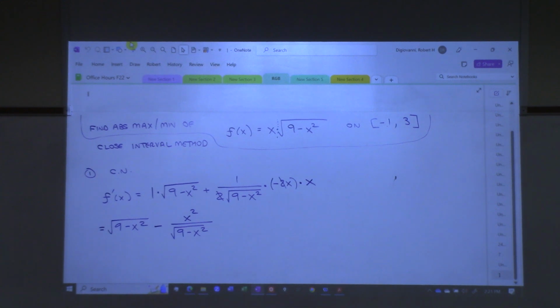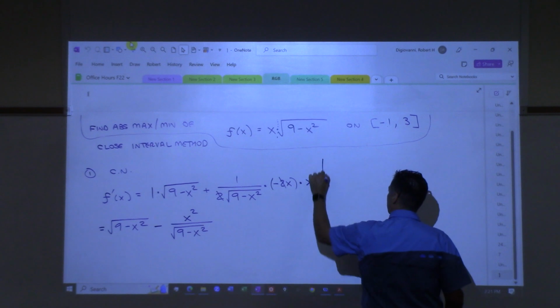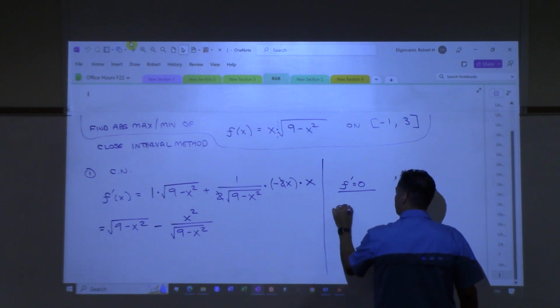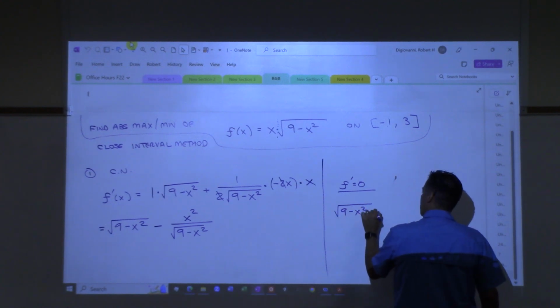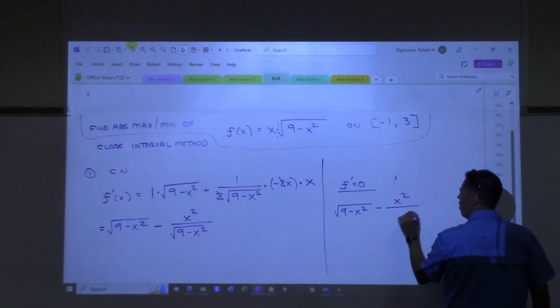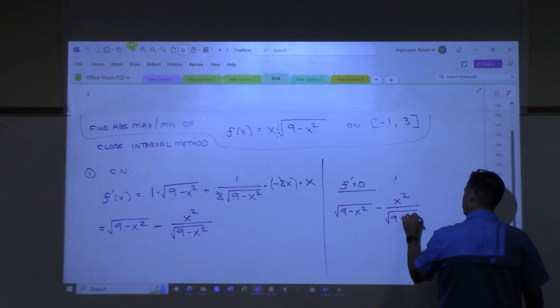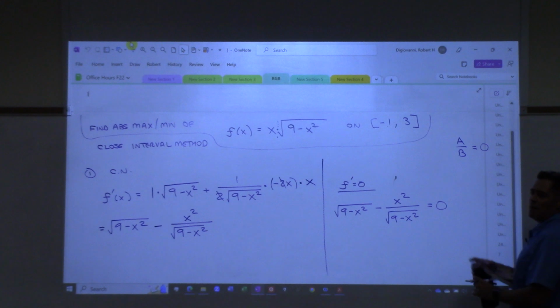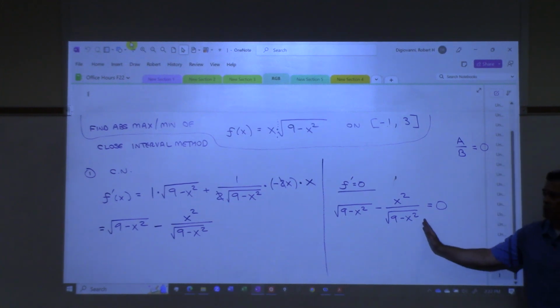It depends on what I want to do with it. What am I going to do with this? I'm going to set it equal to 0. So setting the derivative equal to 0, I look at it and say, oh no, this is not a simple equation to solve. However, I remember that if I have a fraction equal to 0, I only have to worry about the top.